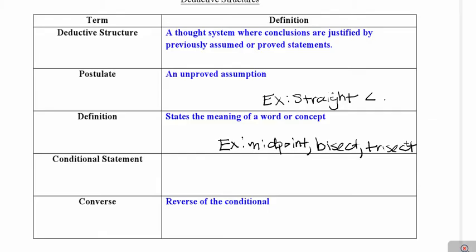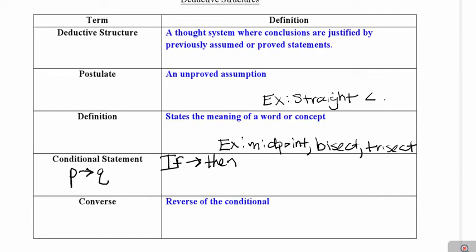Now the next vocabulary word is called a conditional statement. A conditional statement is typically written as an if-then sentence. So you start with if something, then something else. To represent this symbolically, we typically refer to our conditional statement as if P happens, then Q, or if P, then Q. So we'll get to some examples in just a minute of conditional statements.